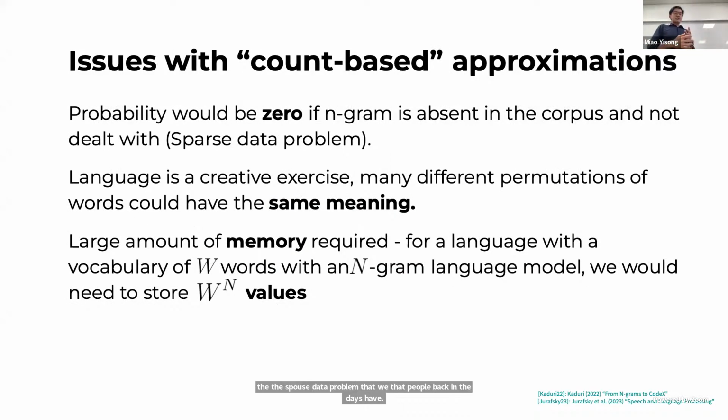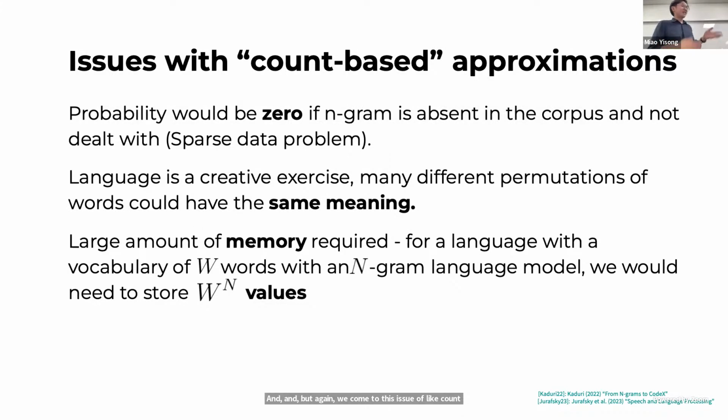But again, we come to the issue of count-based approximations, because ultimately, whatever proportioning we use, these techniques are still count-based approximations. Another key factor is that we use quite a bit of memory if we use this. Let's say your vocabulary consists of 10 words, and you are trying to create 2-grams of this, then you need 10 to the power of 2 grams, which is 100.